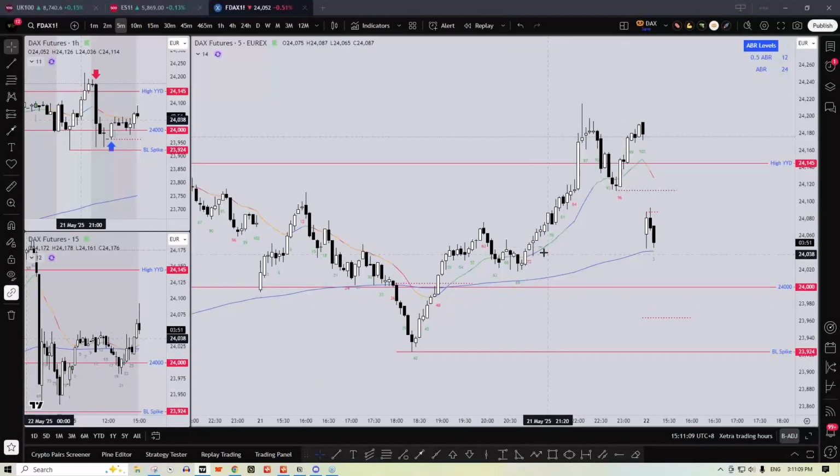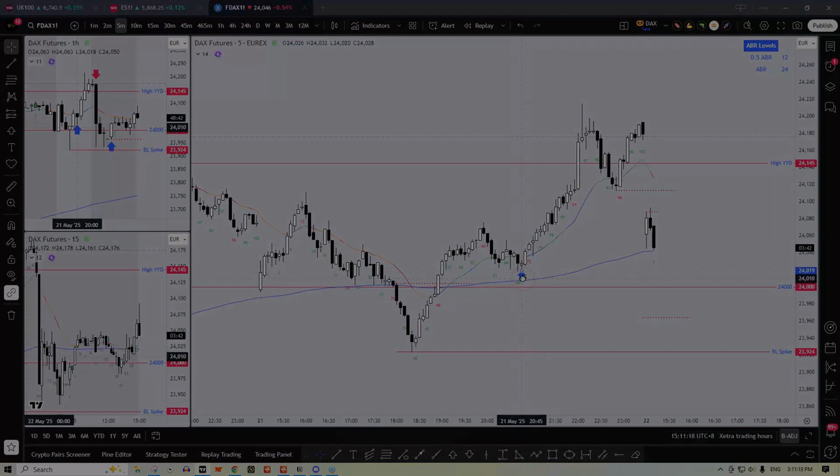So the signal bar completes the setup. For example, here's a spike, high 1, first pullback, second pullback, so there's a high 2.